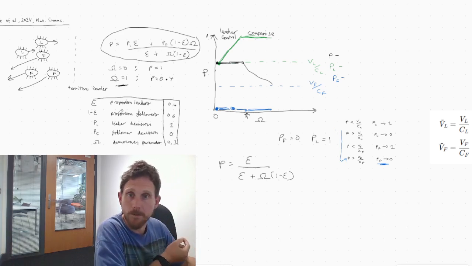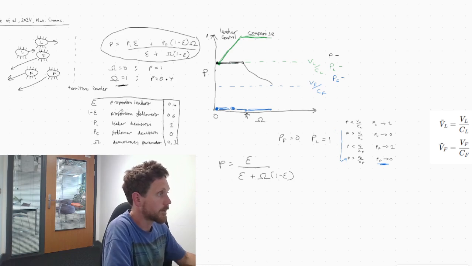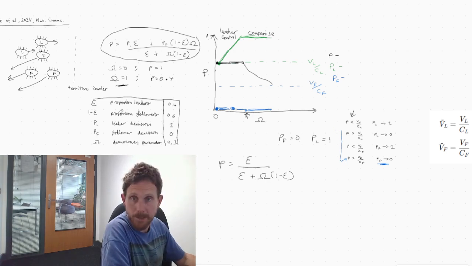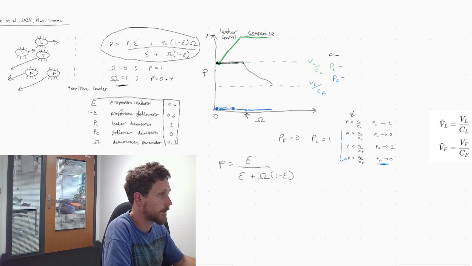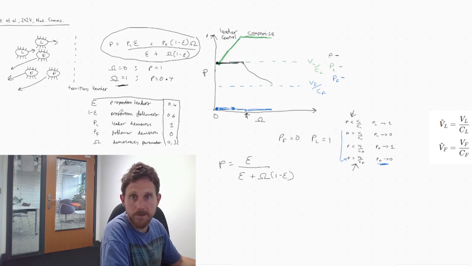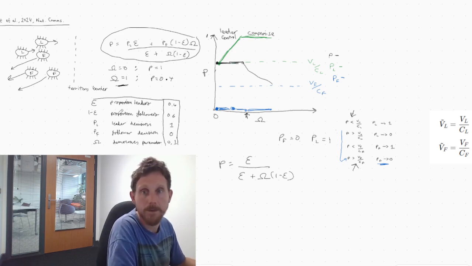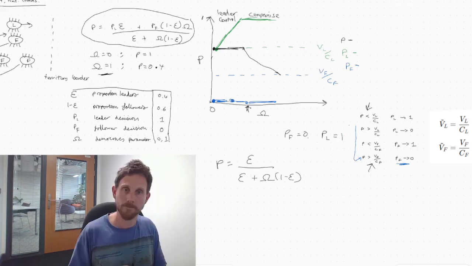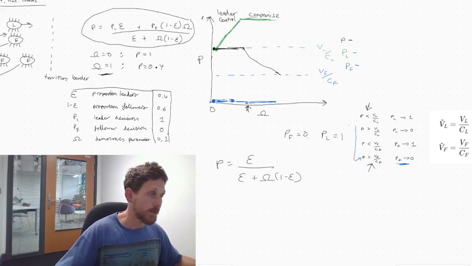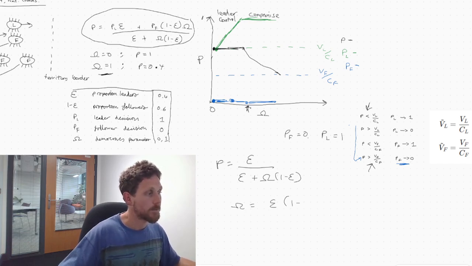When P goes lower than VL over CL, we can see hawks play obligate hawk across this whole period, but P is still higher than VF over CF during this period. So the doves, the followers, are playing obligate dove. This changes when omega equals epsilon (1 minus V tilde F) over V tilde F (1 minus epsilon).